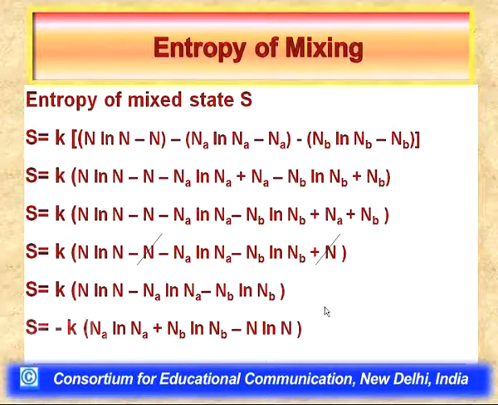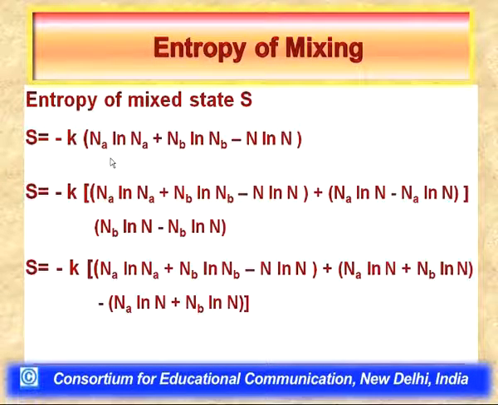Having said this, now we can take a minus sign common from this equation, and what we get is S equal to minus k, and this plus term n ln n becomes a minus term here, and these n a ln n a and n b ln n b which had minus sign now get plus sign. Then we carry forward this equation here. Now, here we need to do some incorporation of terms. You see, we end up with S equal to minus K [Na ln Na plus Nb ln Nb minus N ln N]. We carry forward this same equation here.